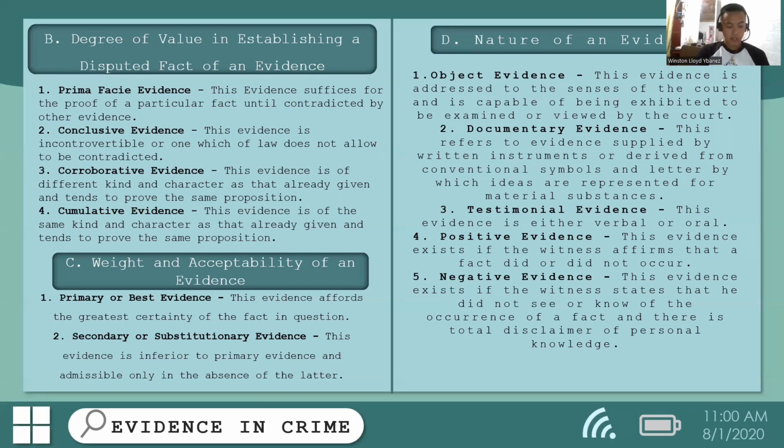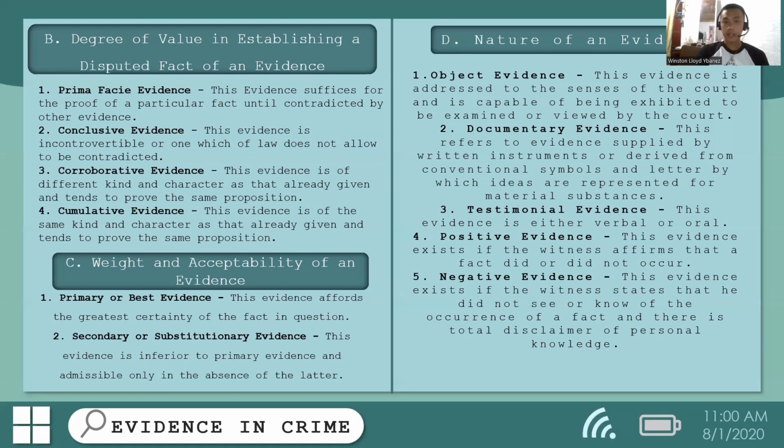D, nature of an evidence. There are five types of nature of an evidence. One, object evidence. This evidence is addressed to the sense of the court and capable of being exhibited to be examined or viewed by the court. This is also known as autoptic evidence or real evidence.